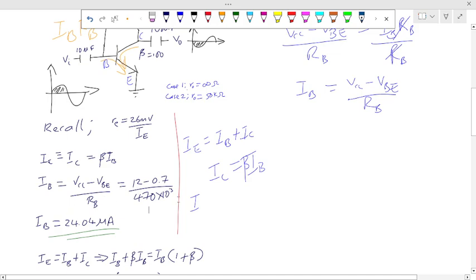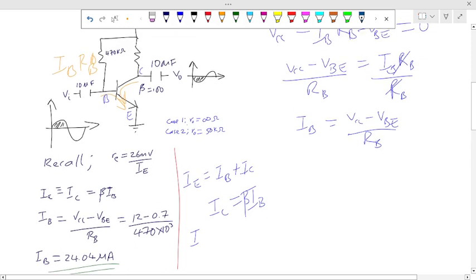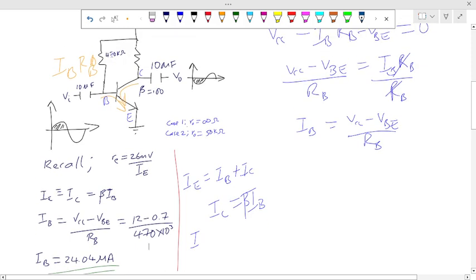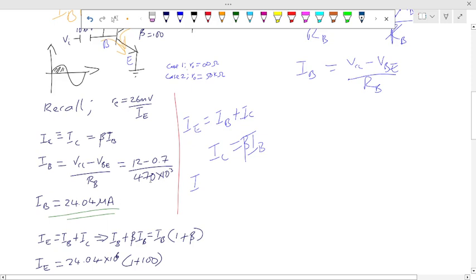Then divided by RB. What is RB? 470 kilo ohms. So we have it here, 470. Of course, this just means kilo. So when you do this, you get IB as this, right?